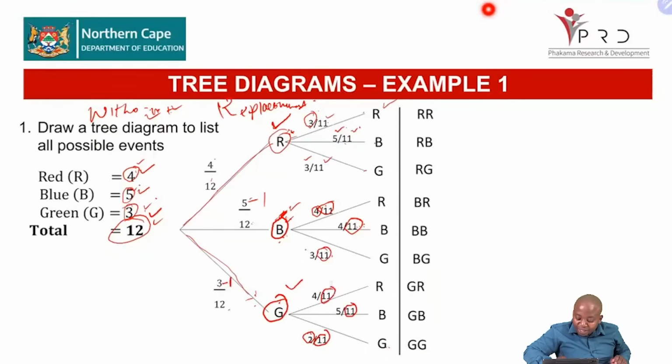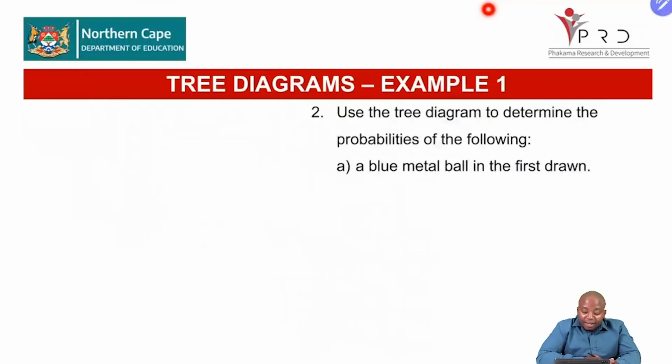This one is going to be 11. So you can see that in each event, only one will change. And if there's no replacement, it also changes the total. Right. Now, let us look at number 2.